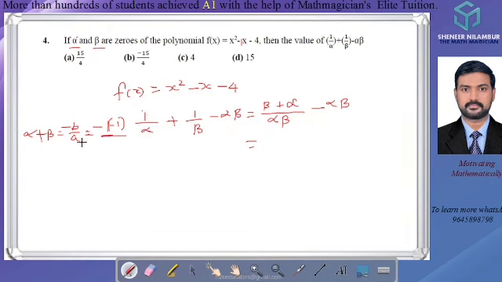Divided by a, where a is the coefficient of x square. There is no coefficient, which means it is 1x square. So alpha plus beta is equal to minus of minus 1, which means it will be plus 1. 1 divided by 1 is 1.